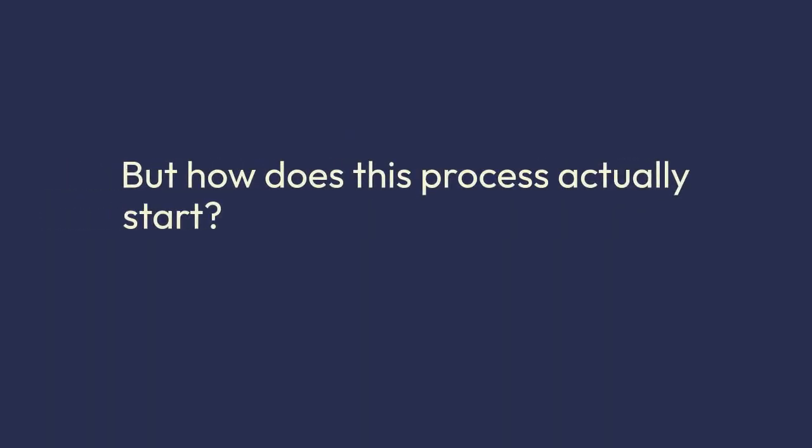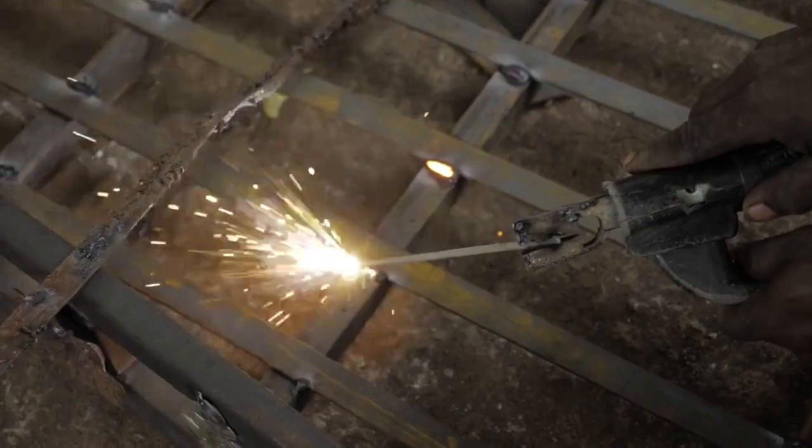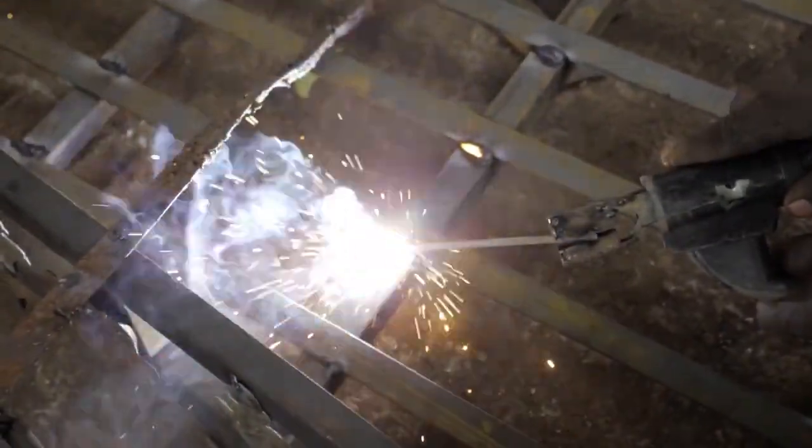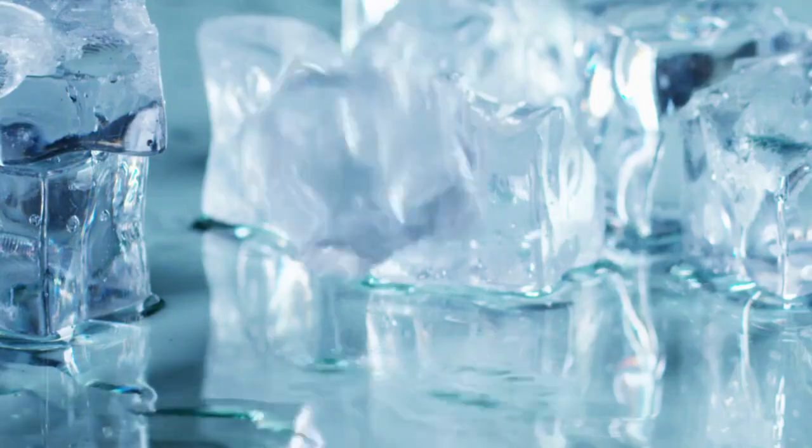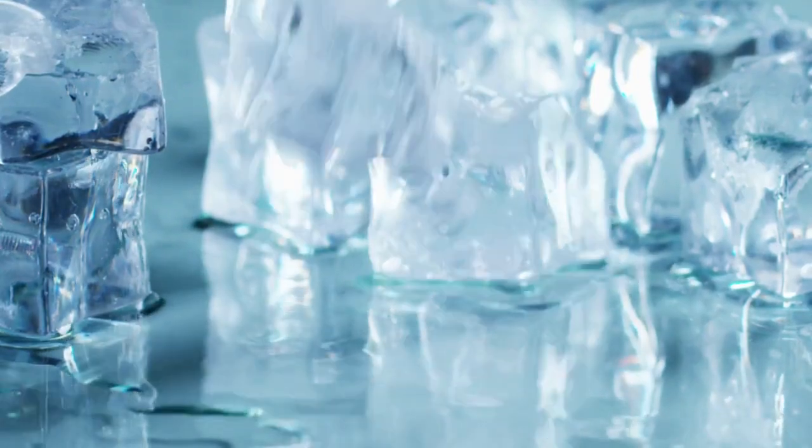But how does this process actually start? It happens in two main stages. First is nucleation. Think of this as the very beginning, where the first tiny solid crystals, called nuclei, form within the liquid. It's like the first seed of a crystal being planted.